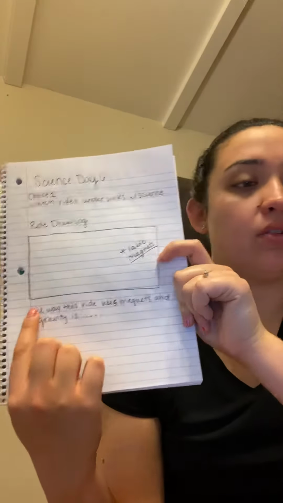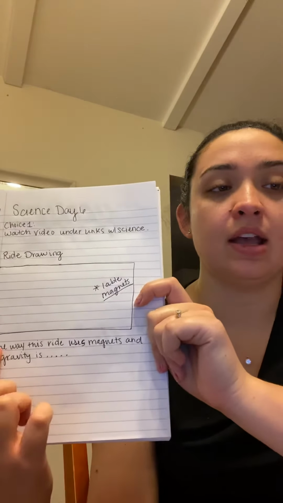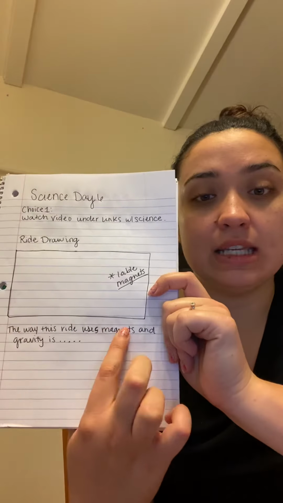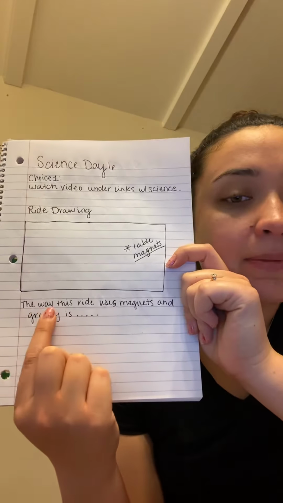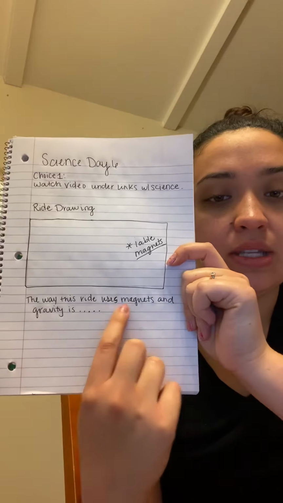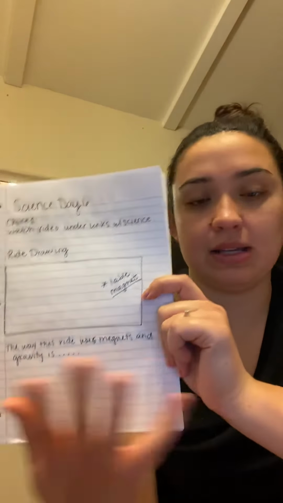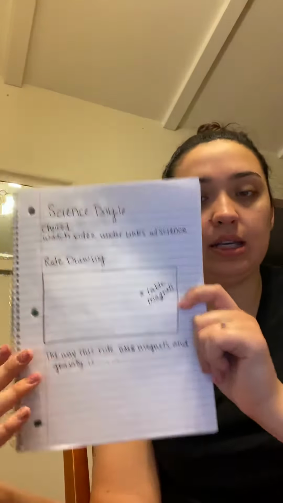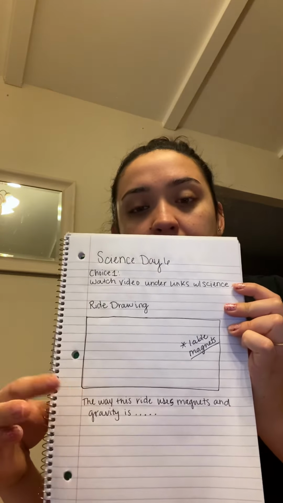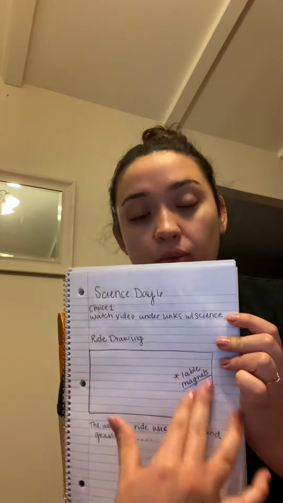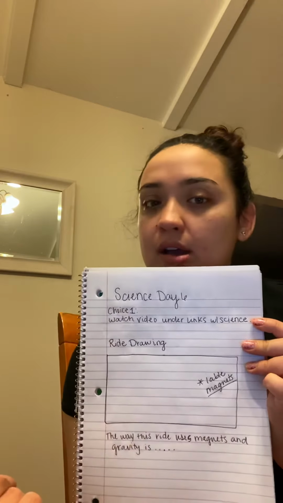Then down here you're going to write a description of how your ride uses the magnets and gravity to work. You can say, the way this ride uses magnets and gravity is, and explain to me how your ride works in your journal for science day 6. So those are the 2 choices: reading the book, or watching the video and designing your ride with magnets and gravity, and then the response about how your ride that you have drawn out uses magnets or gravity.